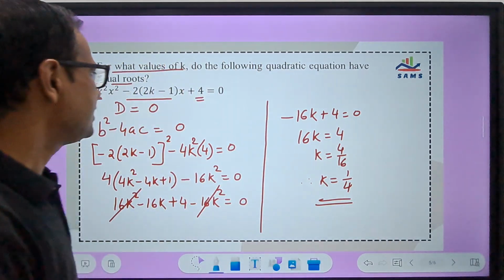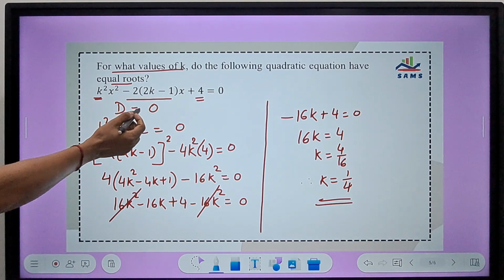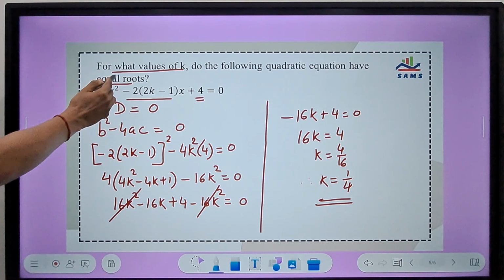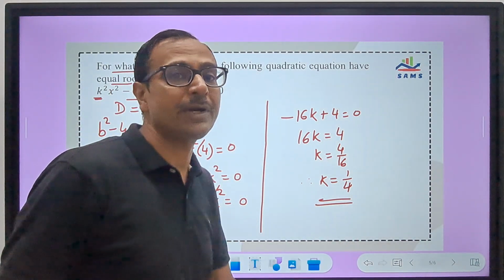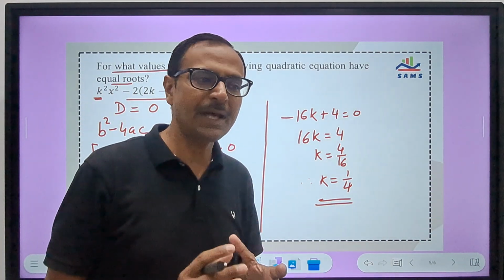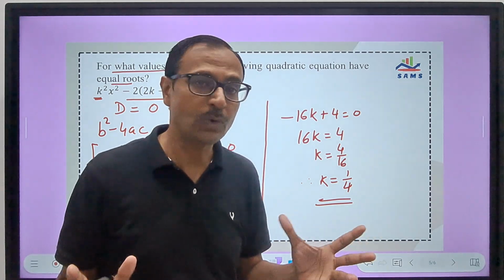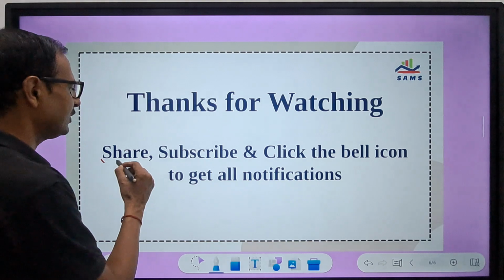See, just you should know what happens to the discriminant when the equal roots condition is given in the question, right? So very important for the board exams, very important for the competitive exams, the condition that a given quadratic has equal roots, right? So friends, practice this.